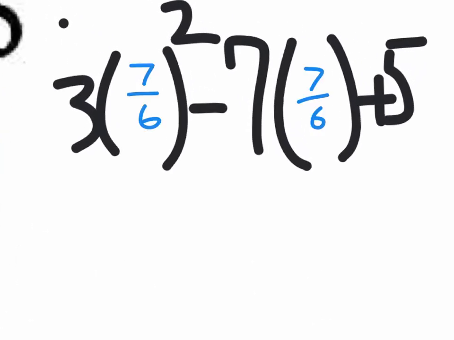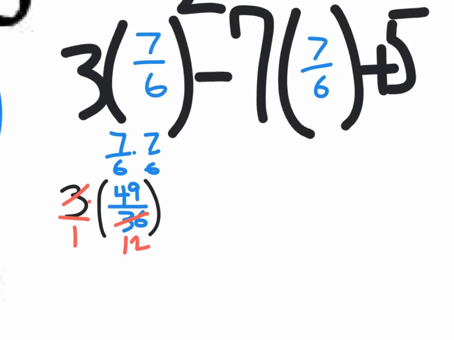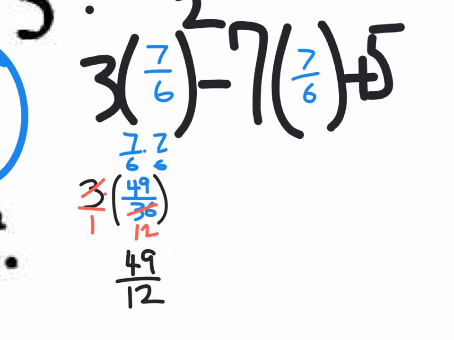So we're going to start with the 7/6 squared. That's really 7/6 times 7/6, which is 49 over 36. And let's keep that in parentheses because we still have a times 3 out here in the front. That kind of works out because when you multiply by 3, you could put it over a 1, and you could cancel out the 3 with the 36 and get a 12 down there. So you're really going to end up with 49 over 12 on your first term.